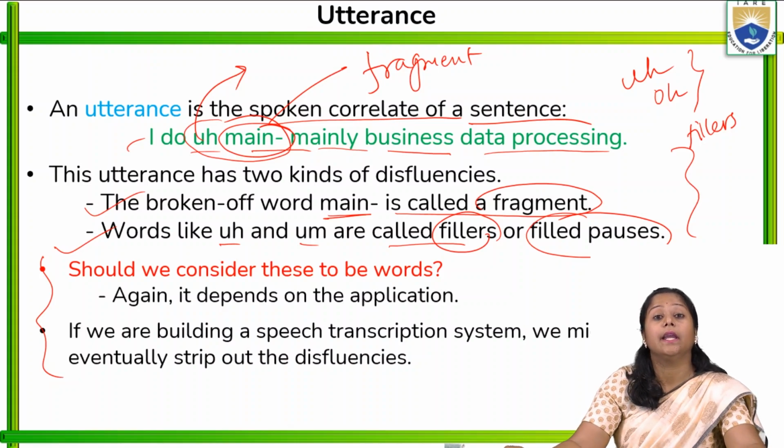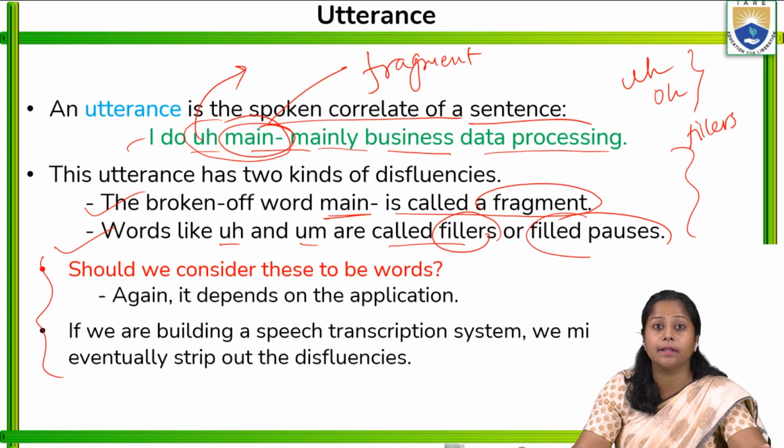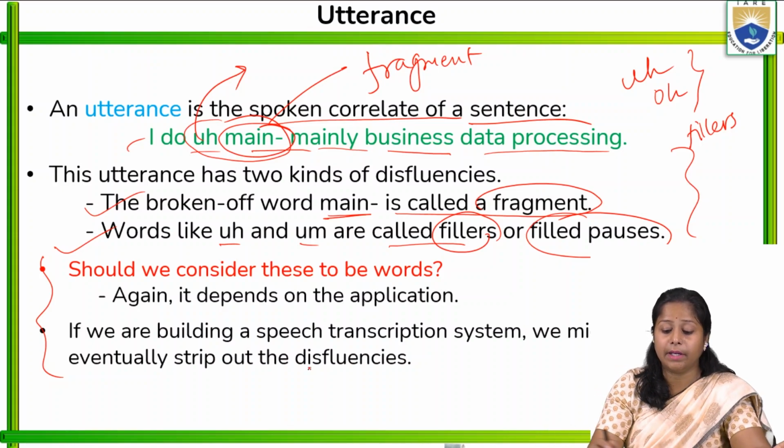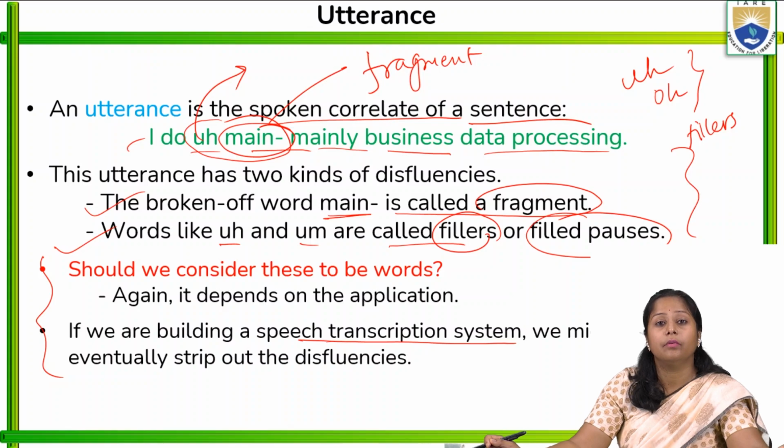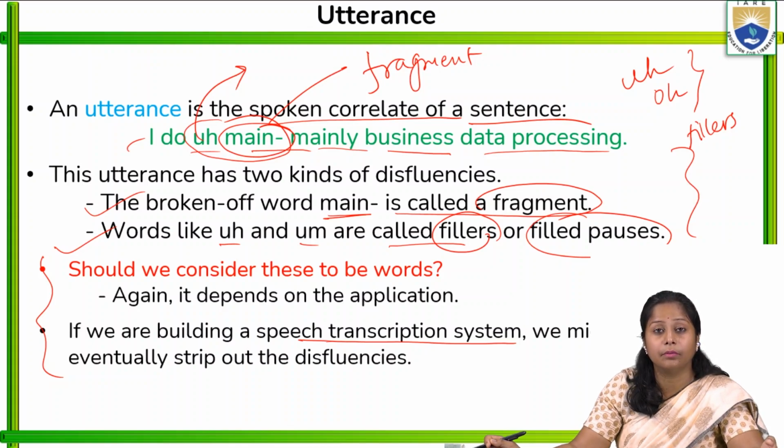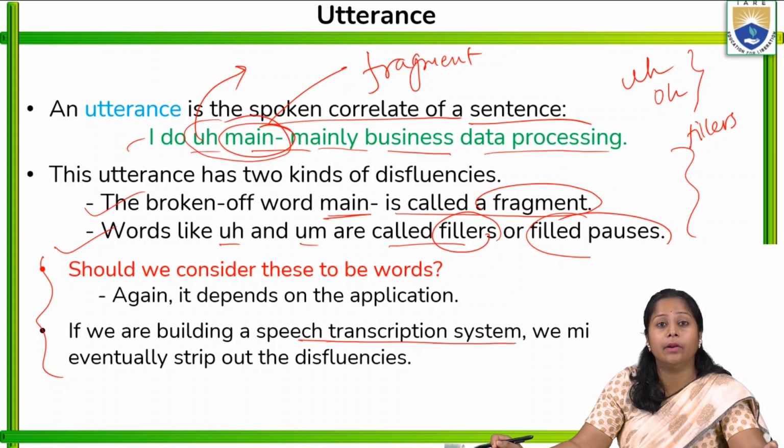So basically, what type of application it is, what type of need we have, and what type of words have been kept, whether we need to consider that and in what scenario or context, it depends totally on the application, right? If we are building a speech transcription system, we might strip out the disfluencies. So if we are doing speech transcription, we need to avoid those, or we can say exclude those disfluencies. Likewise, it depends on our application and the use we are going to make.